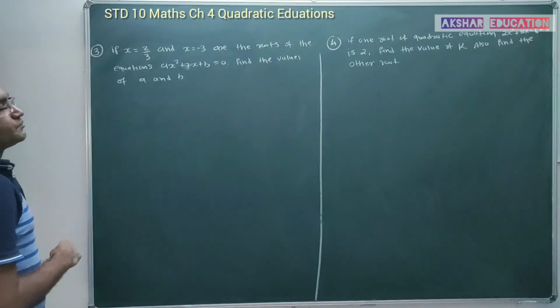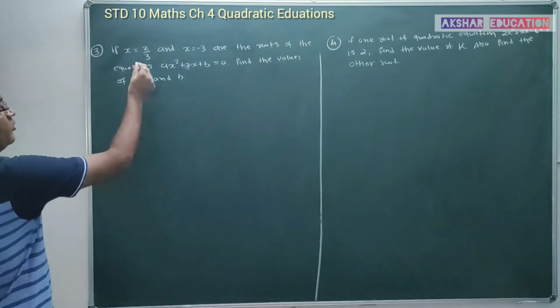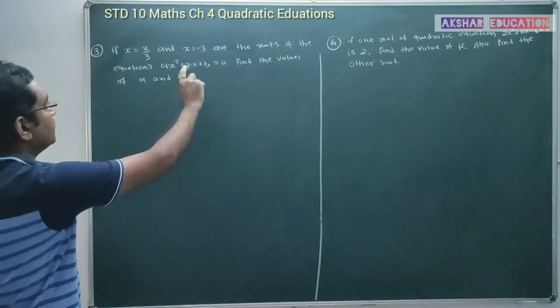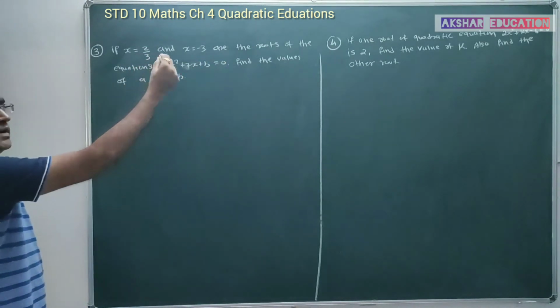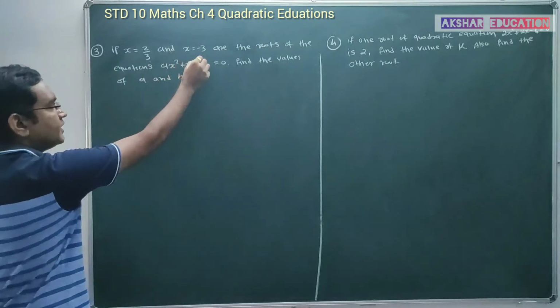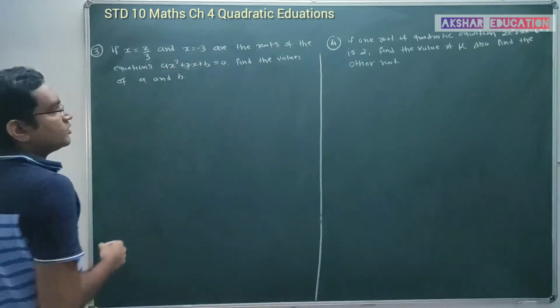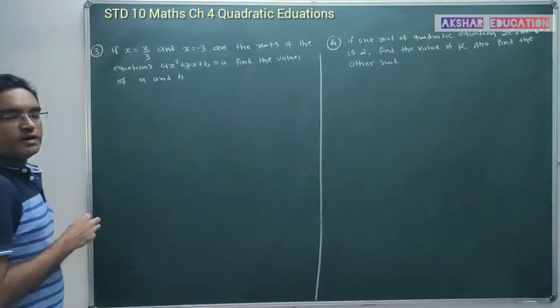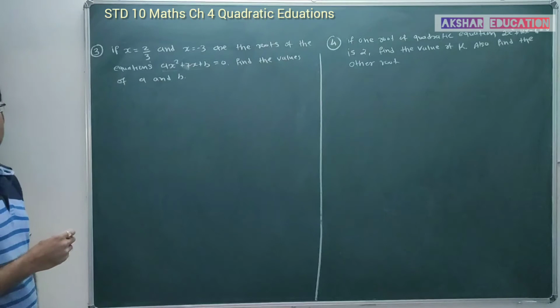Okay, third question, in which it is given that x equal to 2/3 and x equal to -3 are the roots of the equation. It is already given that these values of x are the roots of this quadratic equation. Find the values of a and b. You have to find the values of the real numbers a and b.